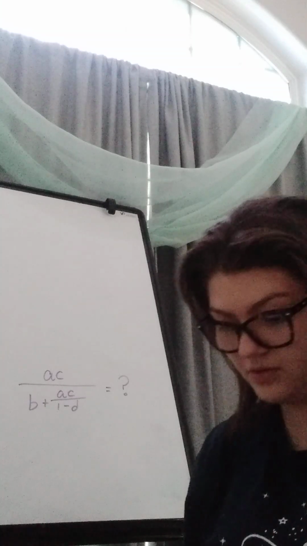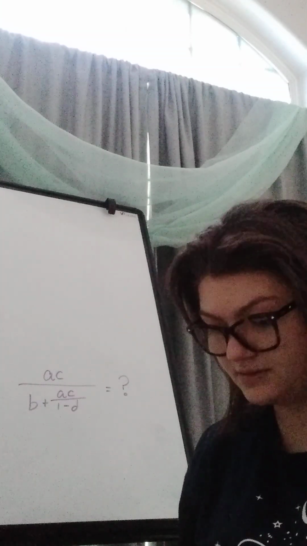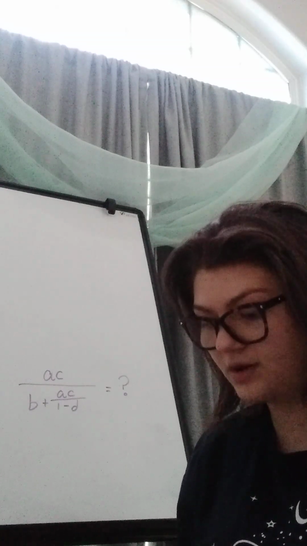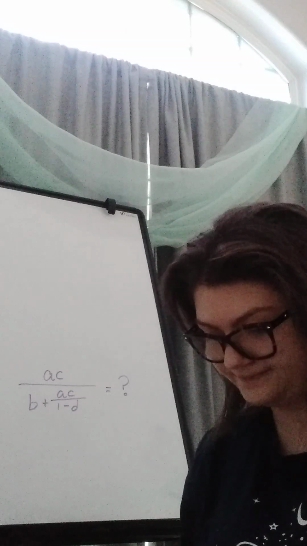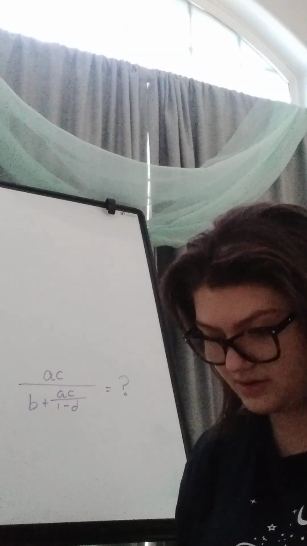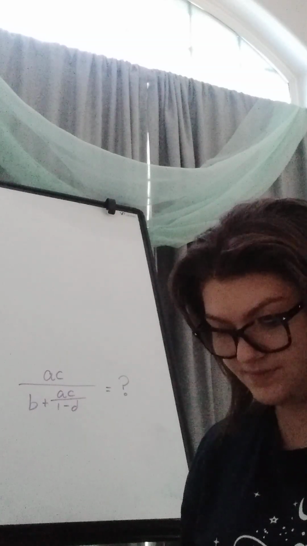So for example, in the numerator we can take out a term of AC. So we have AC times the quantity 1 minus D. And in the denominator we can take out a term of B, just for the B minus BD. So we'll have B times 1 minus D plus AC.